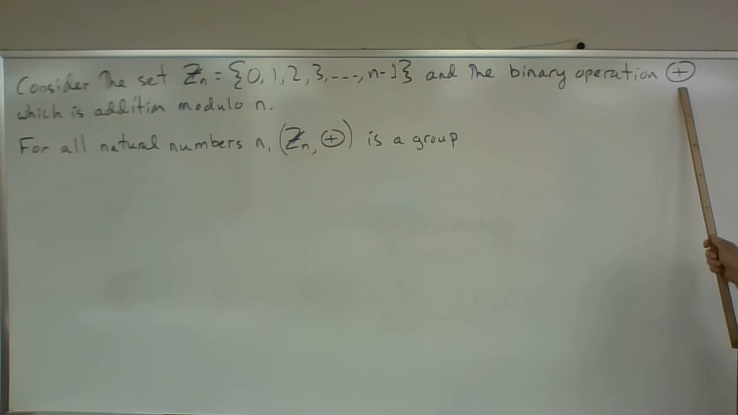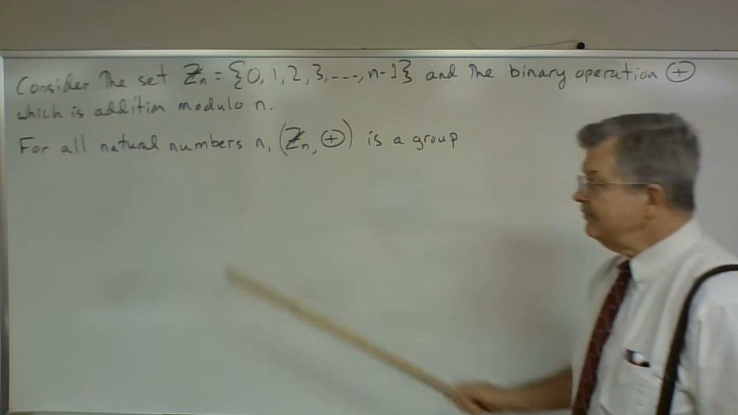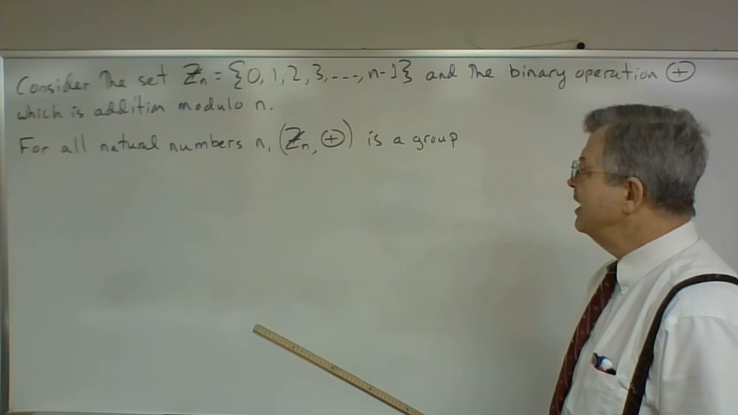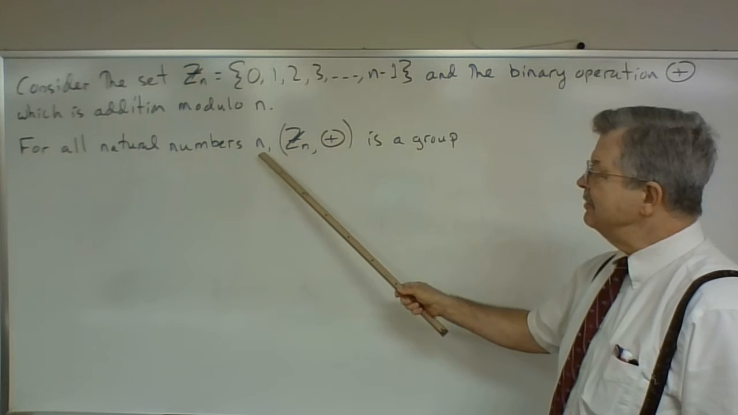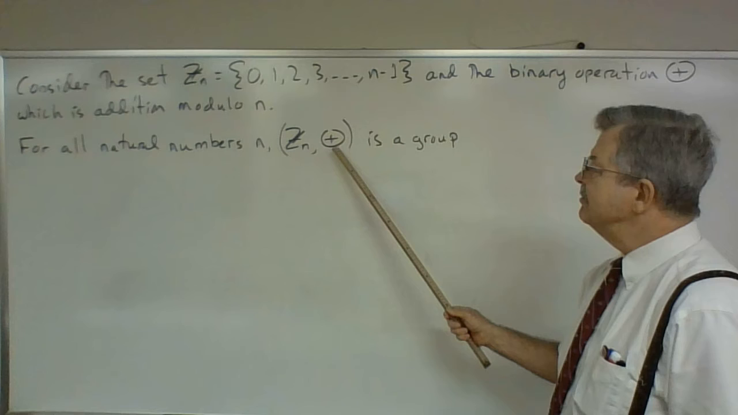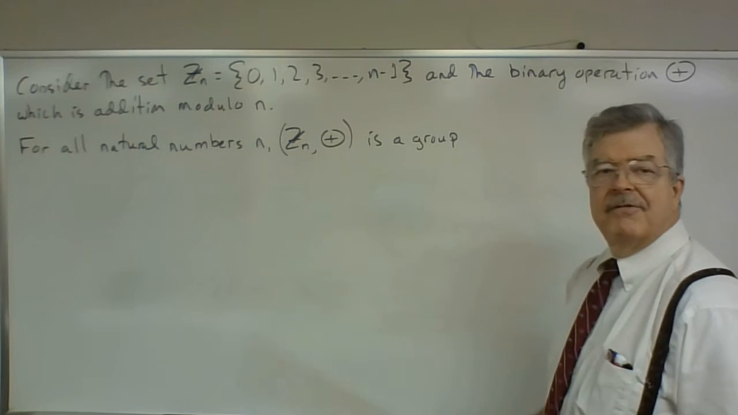And this operation, the plus sign with a circle around it, we're going to use for addition modulo n. And for all natural numbers n, Z sub n and addition modulo n forms a group.